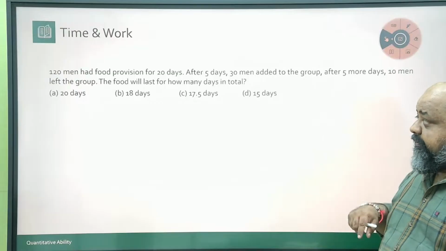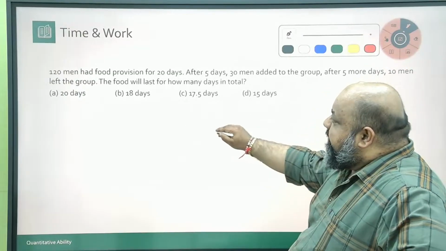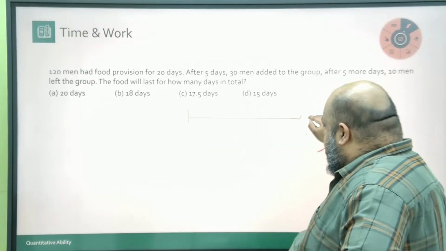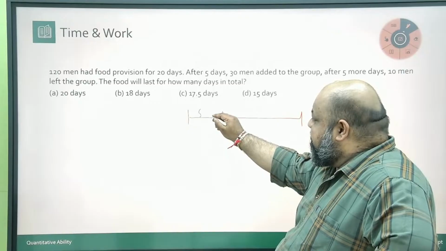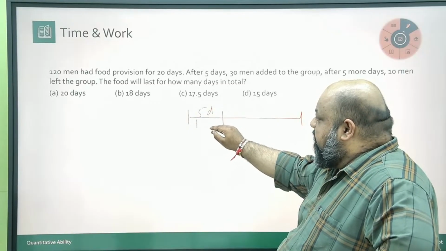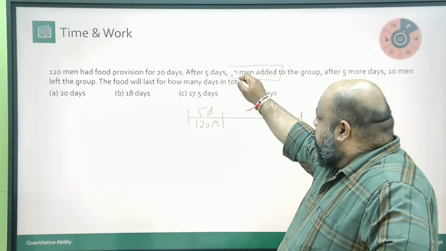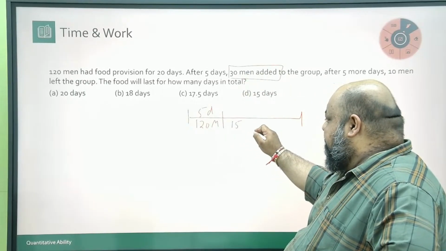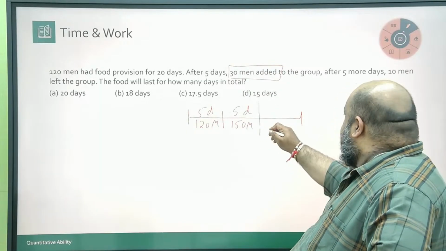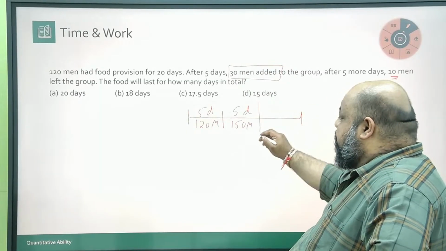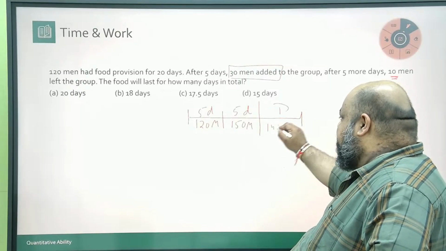So what do we do here? If I look at the timeline of what is happening, for the first 5 days, there are the full 120 men. At this point, 30 men are added. So 120 plus 30, now we have 150 men using the provisions. This goes on for 5 more days. At this point, 10 men left the group. 150 minus 10 is 140. Suppose this happened for D number of days.